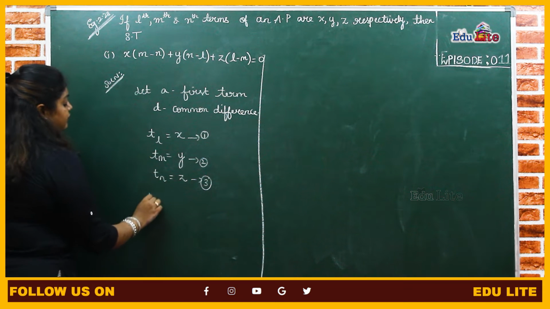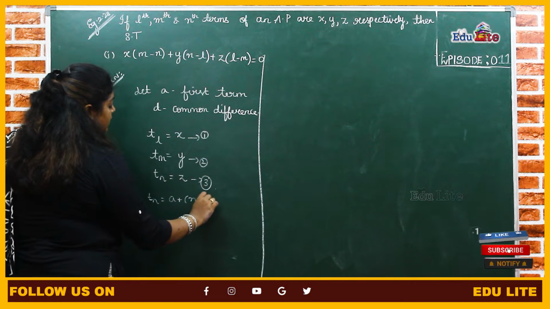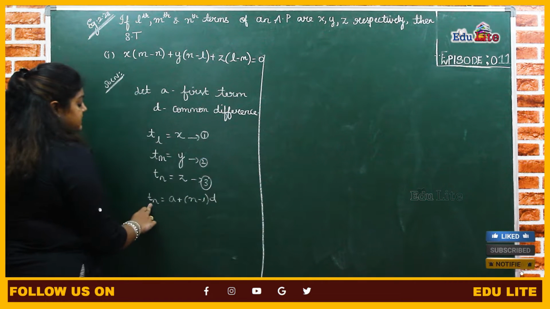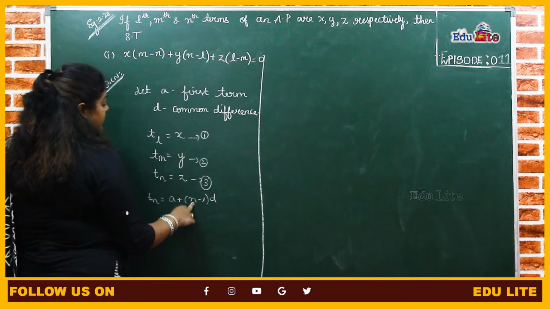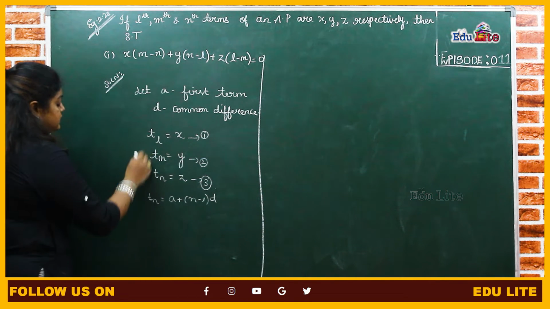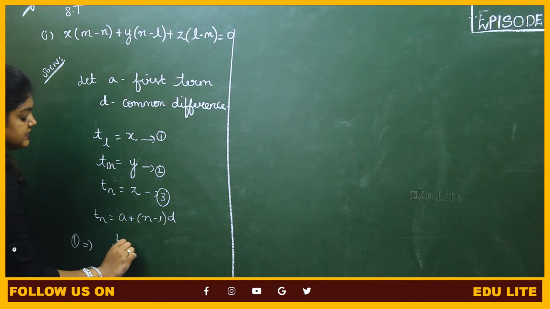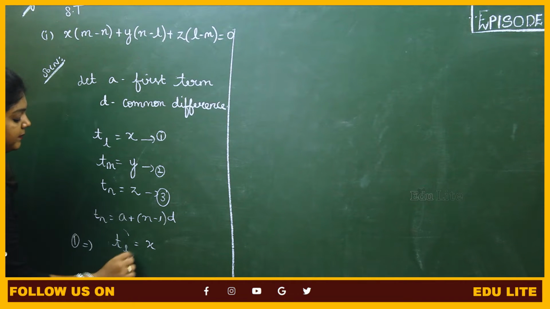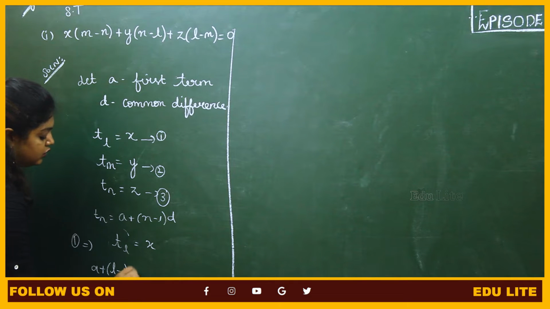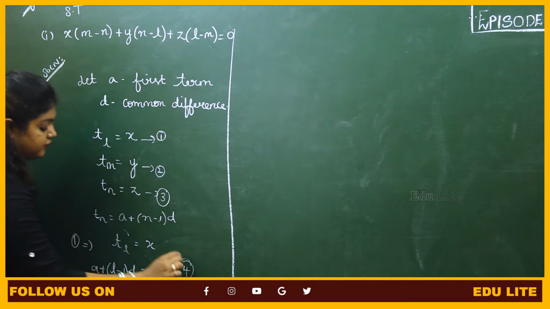We know the formula for Tn, the nth term, which is a plus n minus 1 into d. If it is the nth term, here we have n. Similarly, if it is the lth term, we replace n with l. So, I am going to write equation 1, Tl equals x, as a plus l minus 1 into d equals x. I am going to consider this as equation 4.